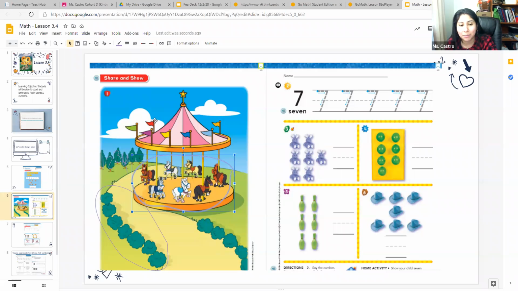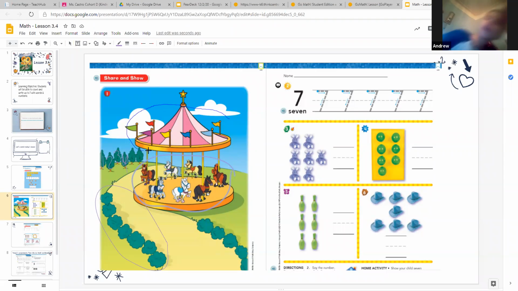Not quite. Actually, because we counted 7, that was a good try, Christian. We counted 7. So wherever we count 7, we have to circle it. So here we have a group of 7, and we're going to circle it because we have 7 flags.